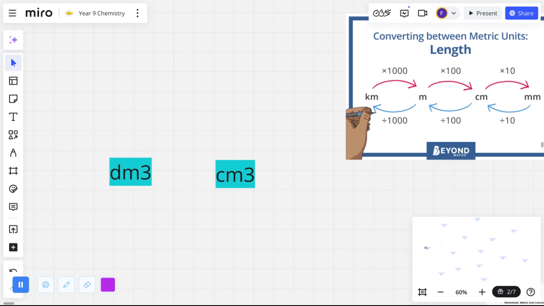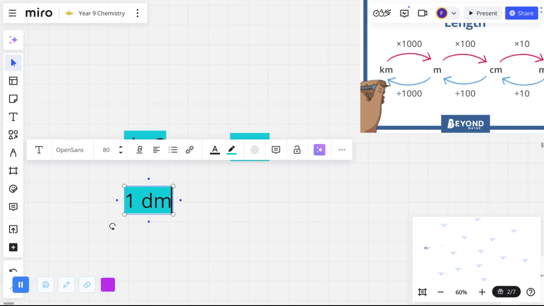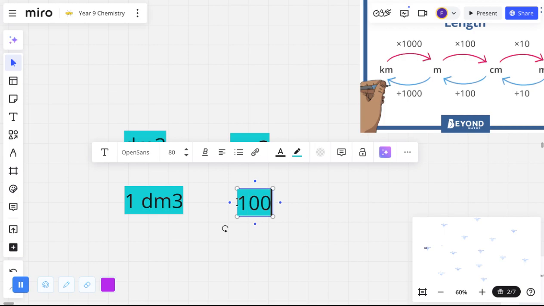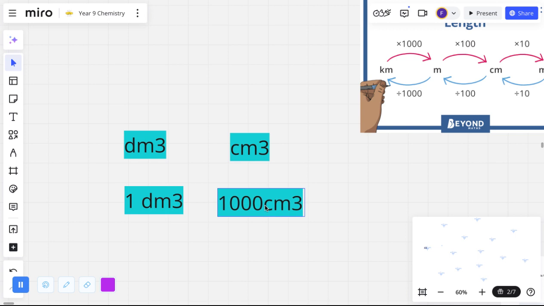So how do we convert? And this is what we're doing today. Decimeters cubed, Caden. That's what it stands for. So how do we convert between each one? Well, decimeter cubed. So 1 decimeter cubed has in it exactly 1000 cm cubed. Okay. Like that says 1000. All right, that's exactly 1000 cm cubed here.